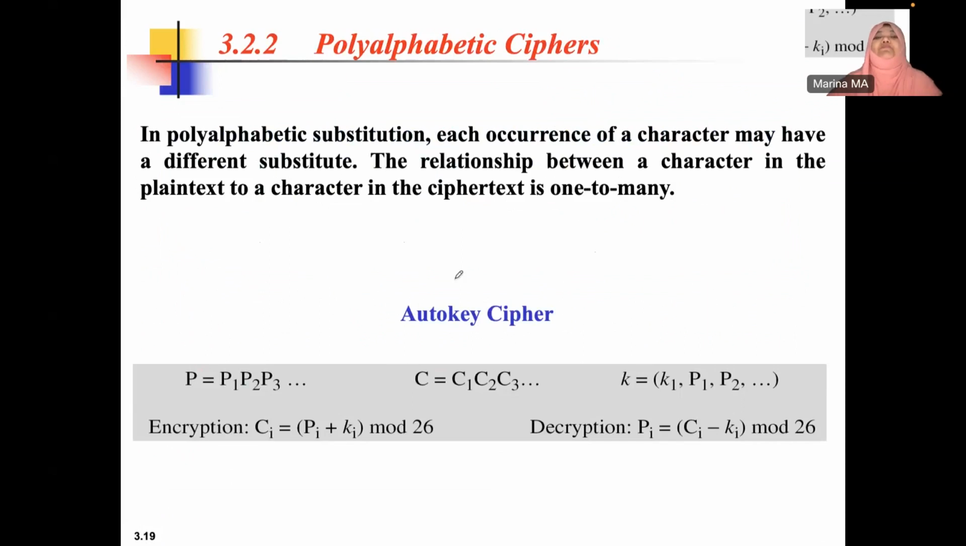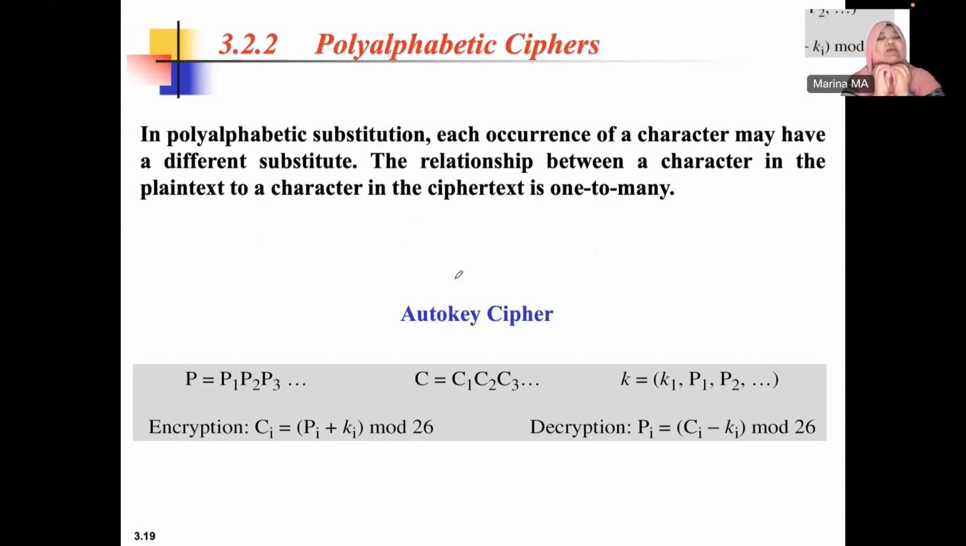In polyalphabetic substitution, each occurrence of a character may have a different substitute. What it means is that previously, for example, A is always Z, P is always Y, depending on your shift. If you do Caesar cipher, there's a shift, but it's always the same. If your key is 15, L will always become A. Remember, hello becomes WT, AAD earlier? So it's always the same.